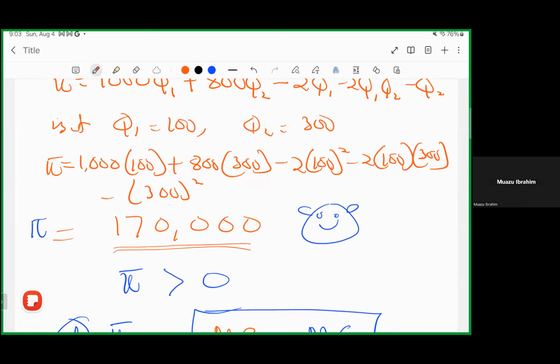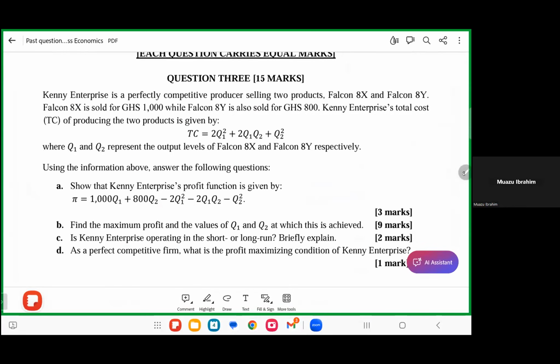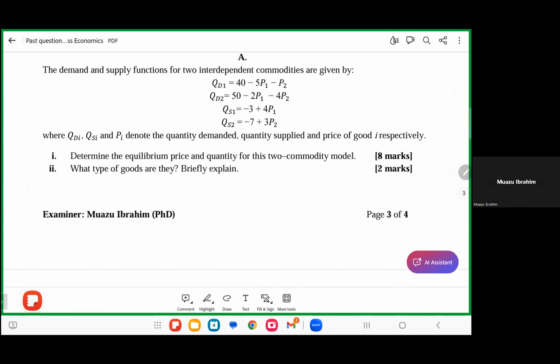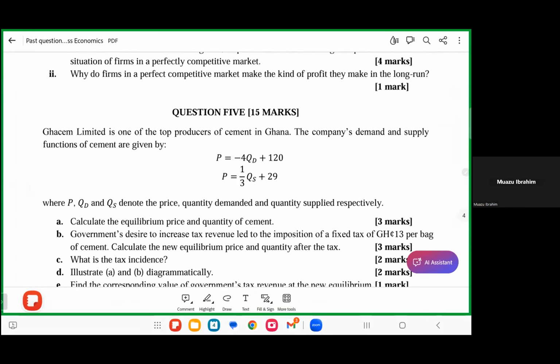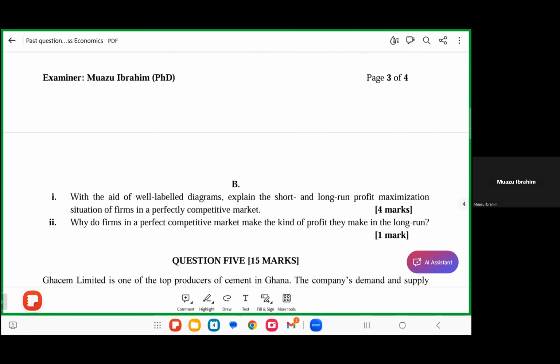So based on this past question, there is also another one that you need to know. You can solve this one. You can also solve this one. When you look at the B part, with the aid of well-labeled diagrams, explain the short and long-run profit maximizing situation of firms in a perfectly competitive market. You remember those three diagrams? Yes, sir. So that is what I've asked that they should draw.